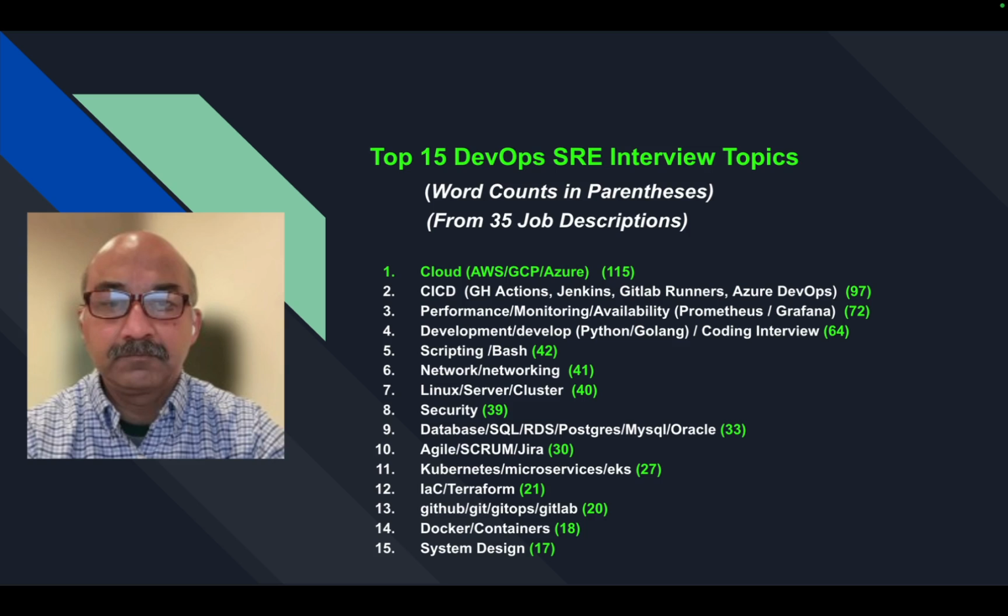You may be aware that I did some research on LinkedIn based on job descriptions, 35 of them, and these are the topics that came out in the top. These are the top 15. The cloud, AWS, GCP, and CI/CD are most important. And the ones at the bottom, like system design and containers, are not as important. However, they're still important. As you can see, out of 35 jobs, 17 of them mention some sort of system design, so they're not negligible. For sure, spend more time on the top topics, but do not ignore the ones at the bottom.